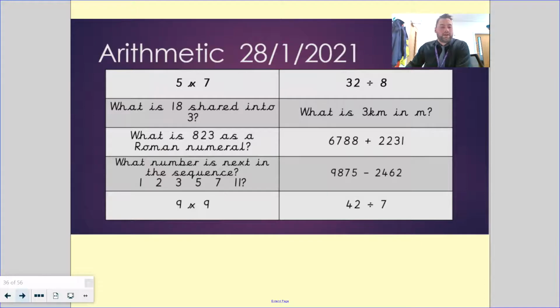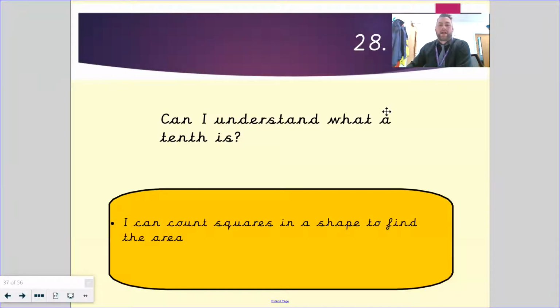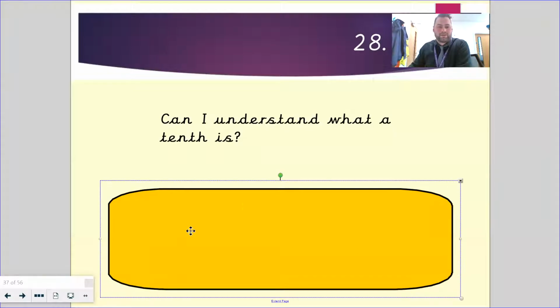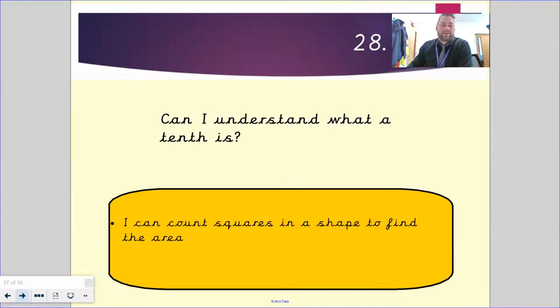There we are. So today we're going to be talking about a tenth. Do not pay attention to this, I forgot to edit that. To understand what a tenth is. And today you're going to be doing work, understanding what a tenth is, and hopefully counting up in tens.